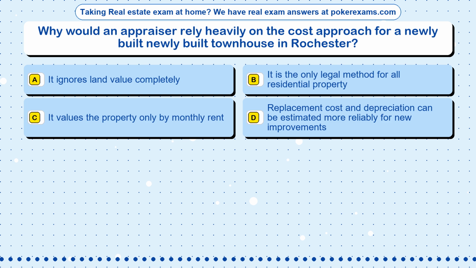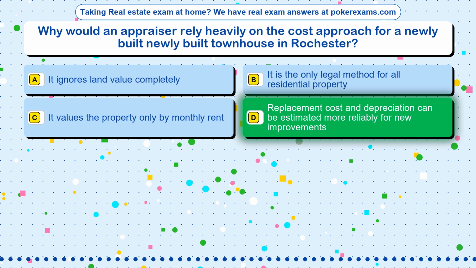Question 40. Why would an appraiser rely heavily on the cost approach for a newly built townhouse in Rochester? Option A, it ignores land value completely. Option B, it is the only legal method for all residential property. Option C, it values the property only by monthly rent. Option D, replacement cost and depreciation can be estimated more reliably for new improvements.